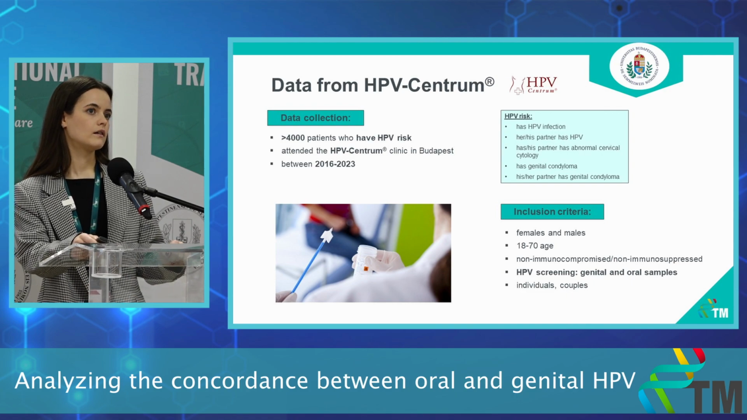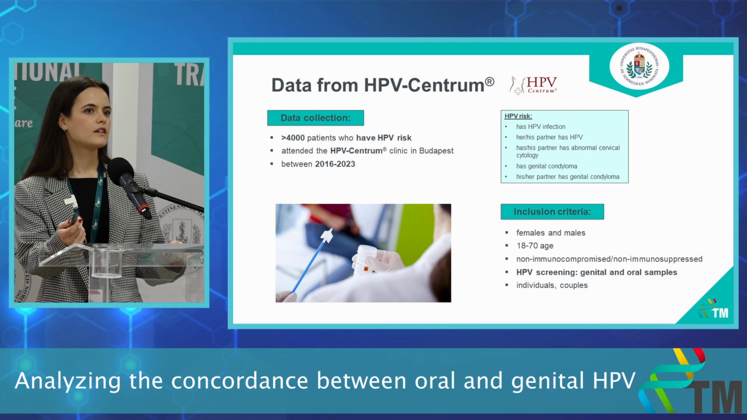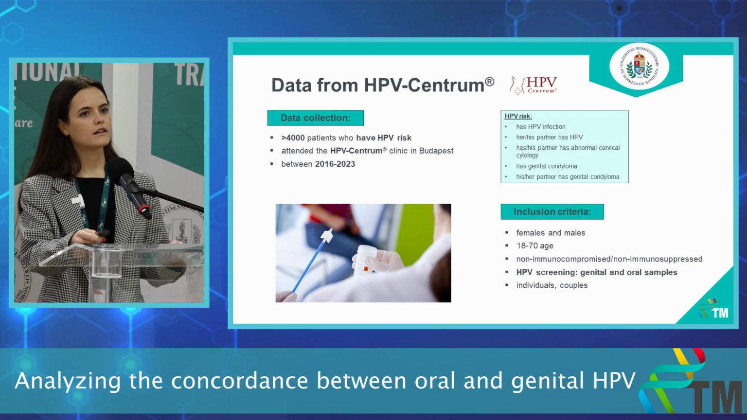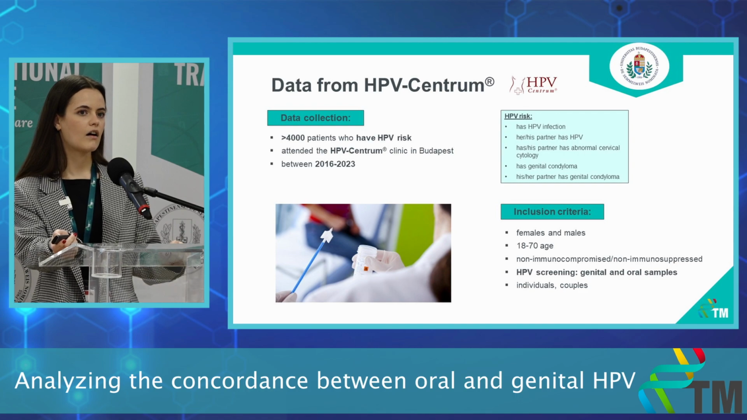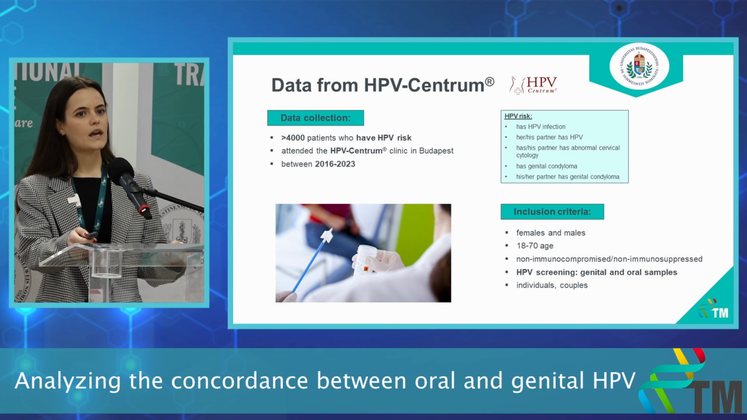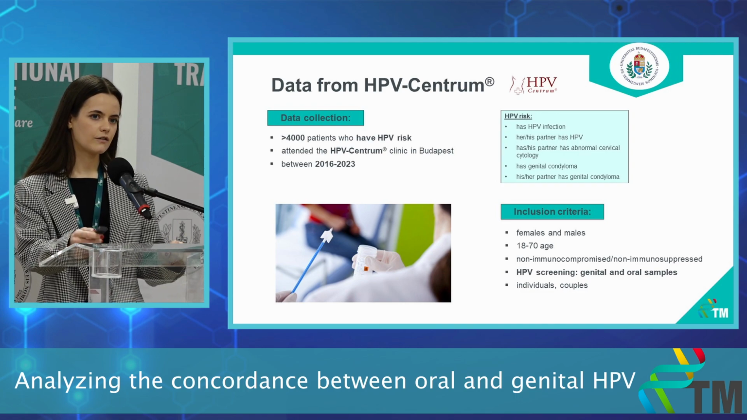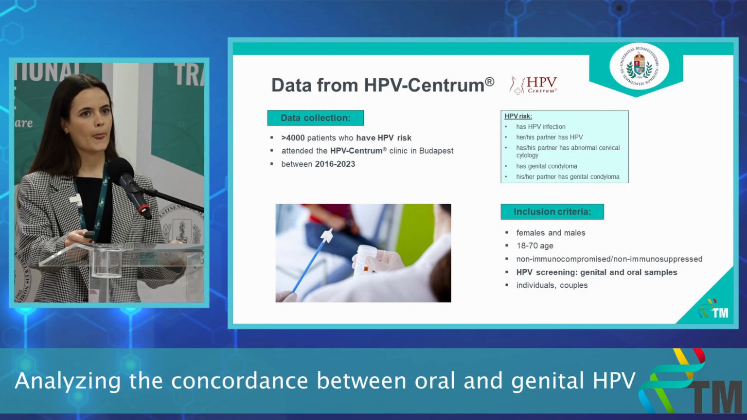We have more than 4,000 patients' data who visited this centrum. All of them had some HPV risk, so we are here not studying the general population. Our inclusion criteria are females and males aged between 18 to 70 who are not immunocompromised and have both the genital and oral HPV samples. We would like to study the HPV concordance in different body parts of an individual and also between partners.